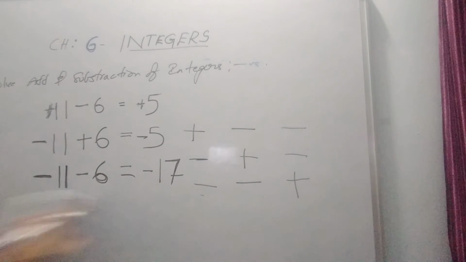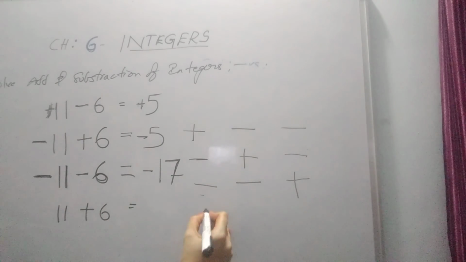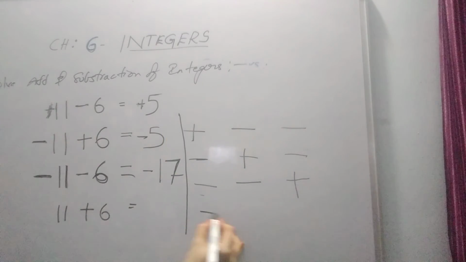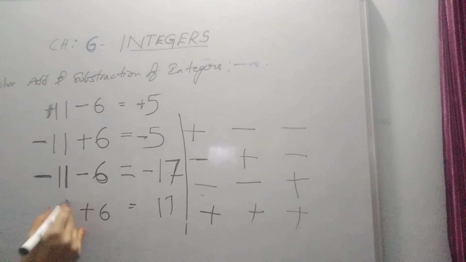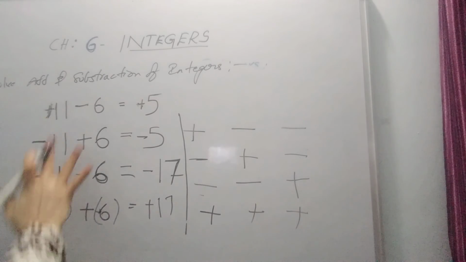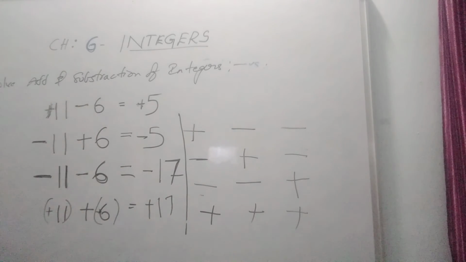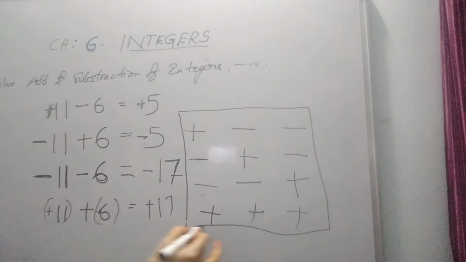Next, 11 plus 6. Both numbers are positive, so also we have to do plus. So 11 plus 6 is 17. The two numbers are positive, and the big number is positive, so we put positive here: plus 17. We have to do addition and subtraction of integers like this. We have to remember these operations.